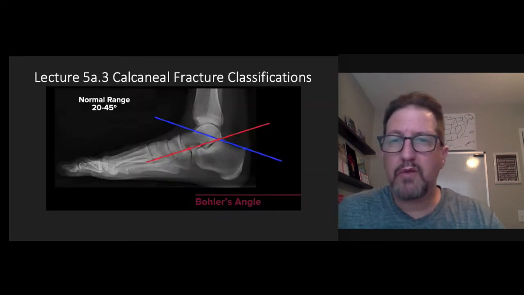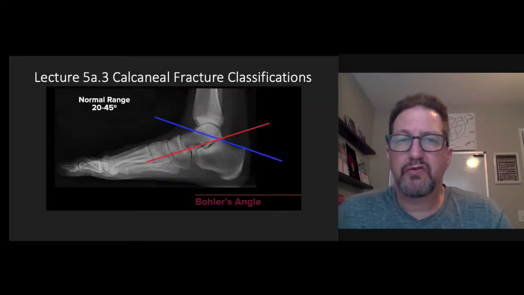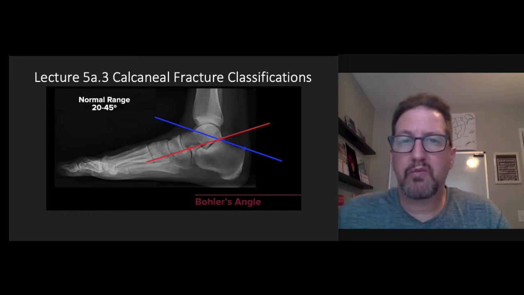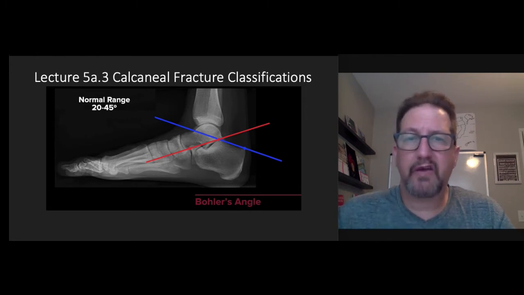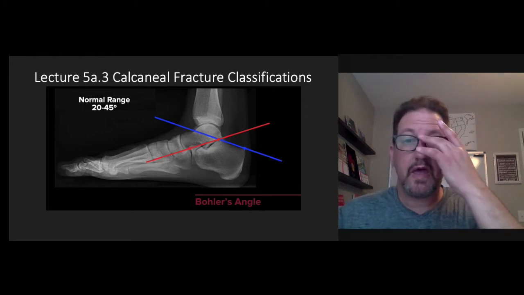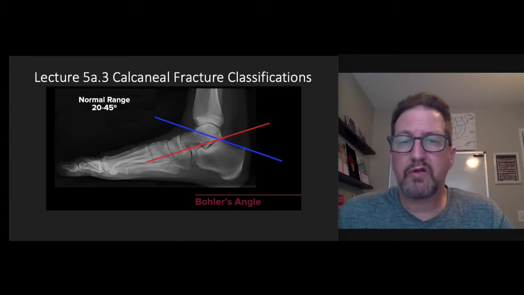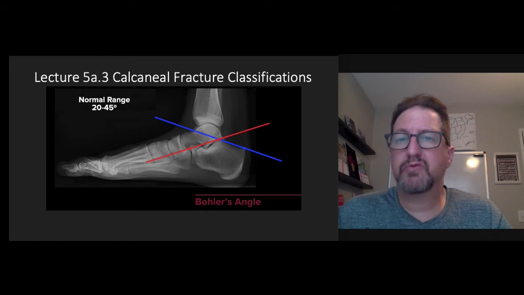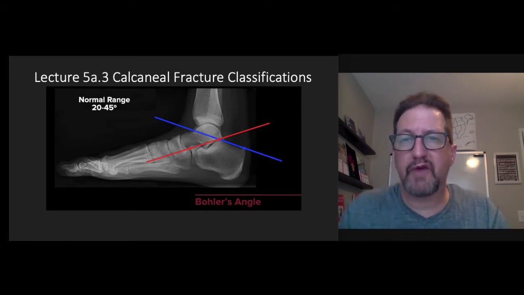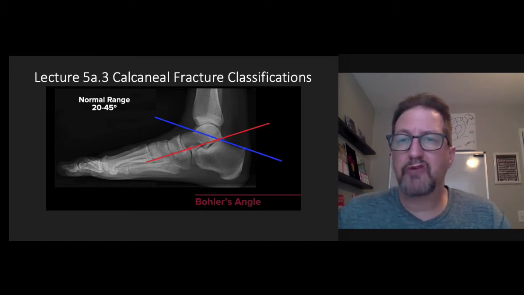Okay, let's have one more issue to fix a small mistake that was made in lecture 5A.3. That's calcaneal fracture classifications, and there are currently 2 versions of both Bowler's angle and Gissane's angle. And in the Bowler's angle, they mentioned 2 different angle ranges. This one, as you can see, is 20 to 45, and then they also mention 25 to 40.